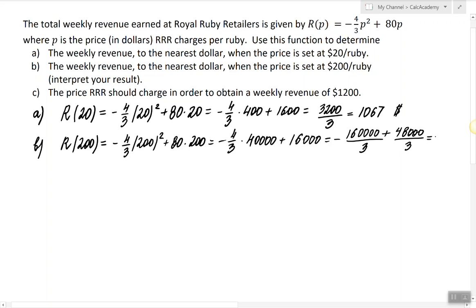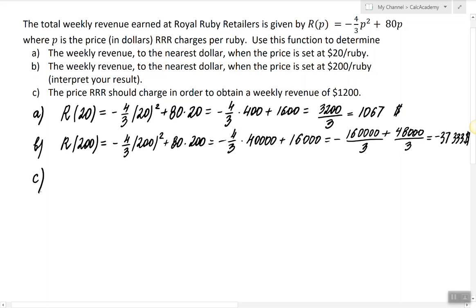So we get negative $37,333. And what is this? How do we interpret this result? When the price is 200, the total revenue is negative $37,000. That number is hard to make sense of. It seems like losing money when selling rubies here, but it is what it is.